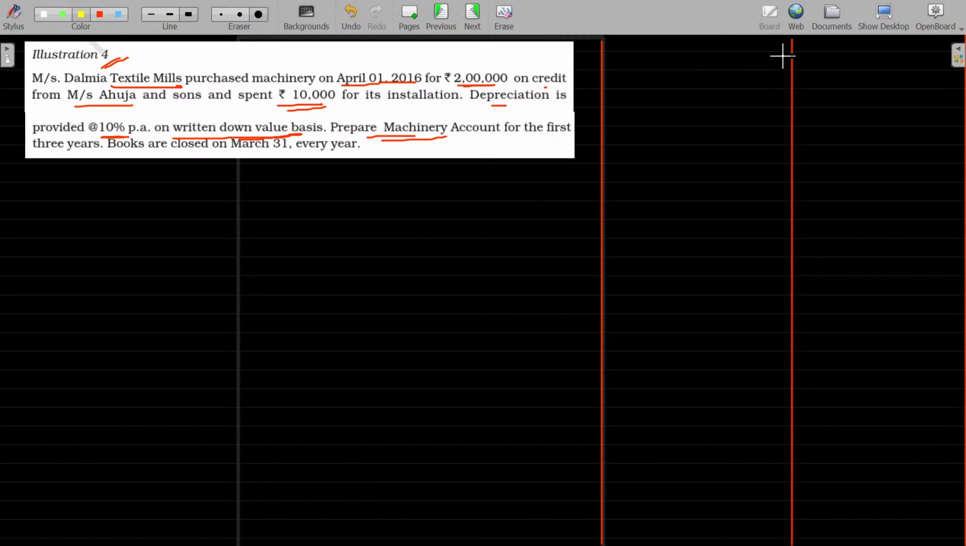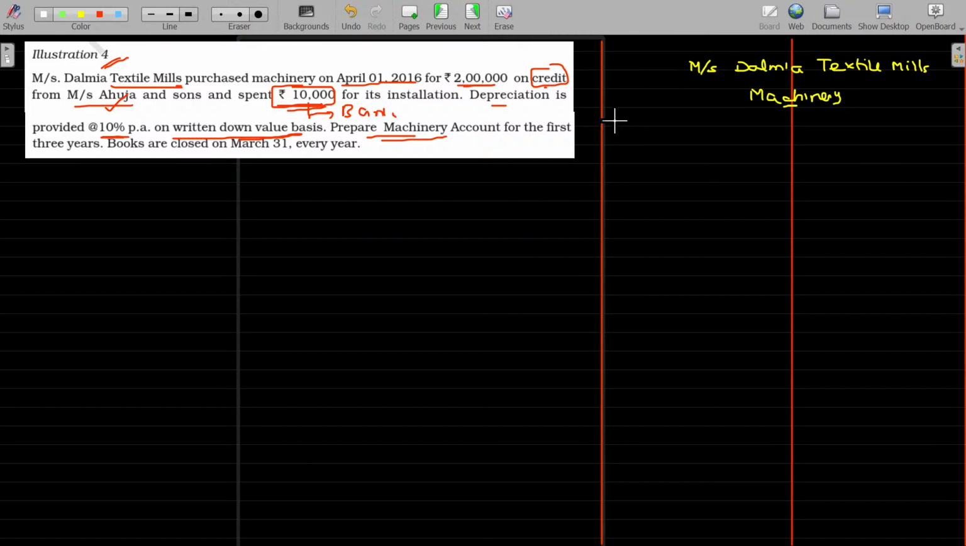Let's see here in the books of Dalmia Textile Mills. I am going to prepare only the machinery account. And the machinery is purchased on credit, then we have to take the party's name. Machinery account debit to Ahuja. Another 10,000 rupees is immediately installed. We assume this is immediately paid. In either way, you can assume.